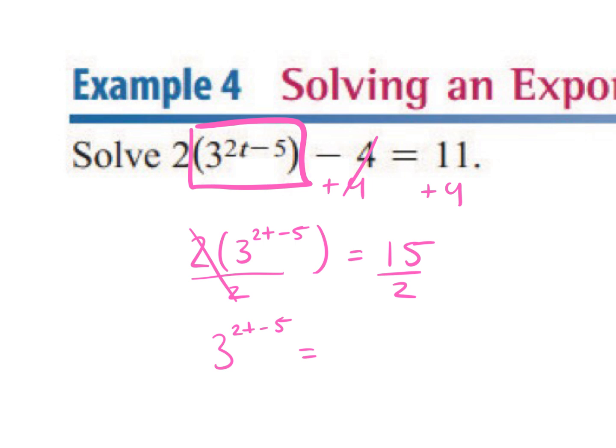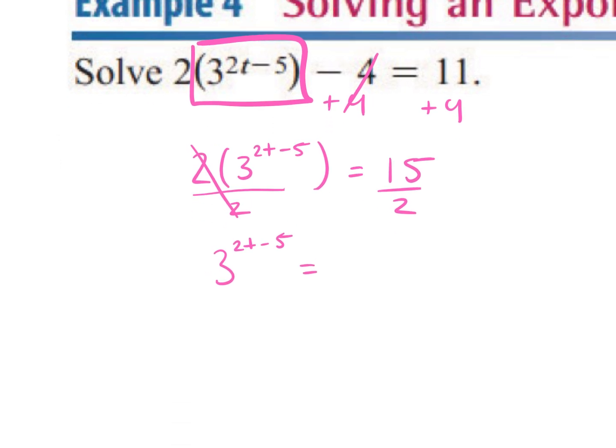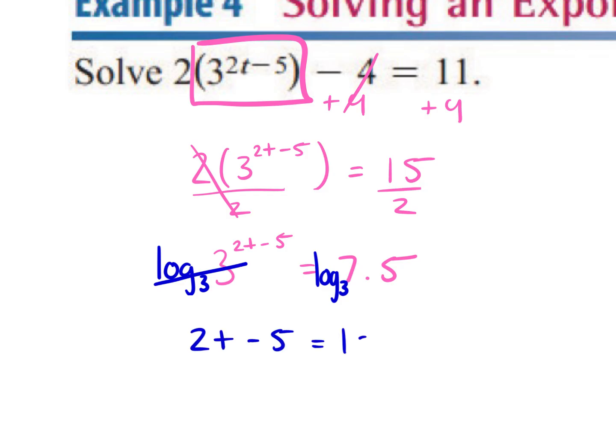If you want to put it in the calculator now and get a decimal, you can. You could leave it as 15 over 2. This is a nice decimal, so we can divide it. We get 7.5. What should we do next? Log with what base? Log base 3. So whatever the base is that has the exponent, we've got to make the base of our log. So log base 3 of 3 cancels. We're left with 2t minus 5 equals log base 3 of 7.5.